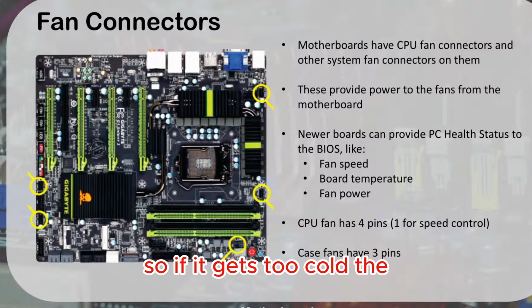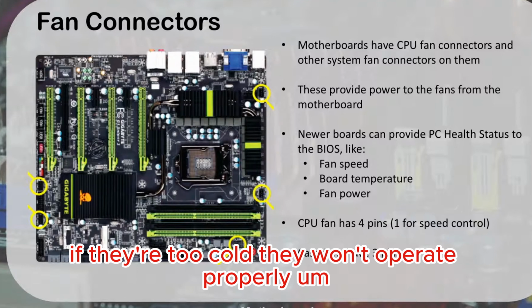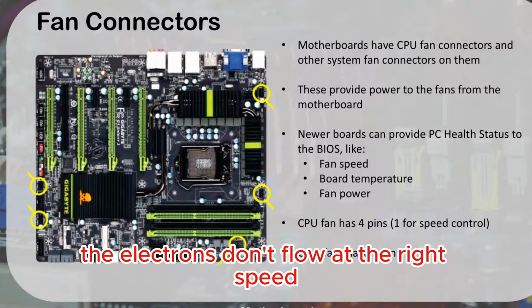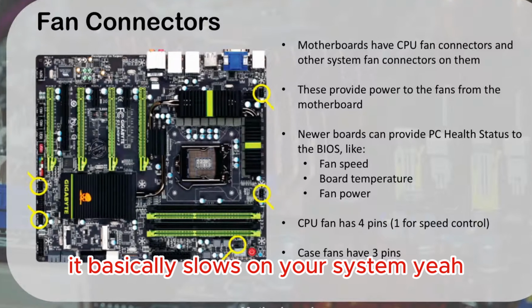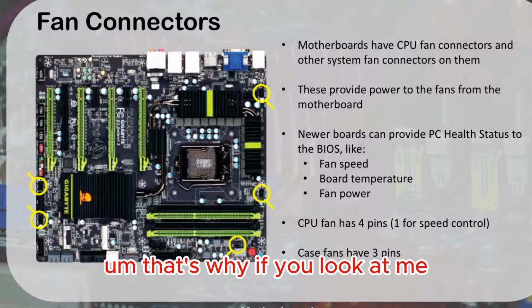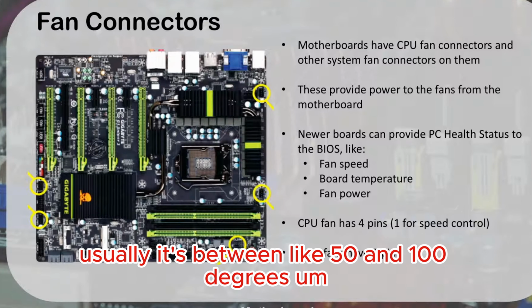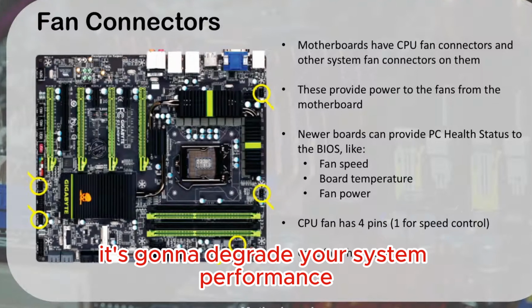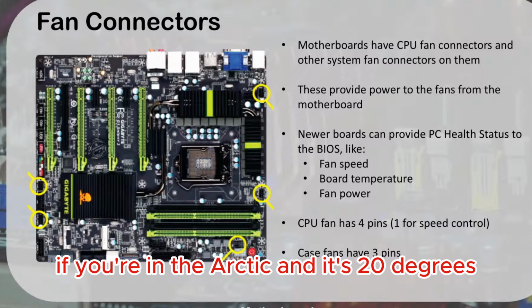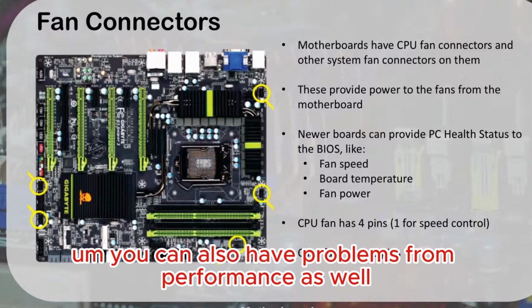If it gets too cold, they're designed to be at certain operating temperatures. If they're too cold, they won't operate properly. The electrons don't flow at the right speed, and that could slow down the processor, so it basically slows down your system. If you buy a new computer, it'll say, operate this between this temperature and this temperature, right? Usually it's between like 50 and 100 degrees. So if you're in the desert, it's 140 degrees, it's going to degrade your system performance because it could overheat. If you're in the Arctic and it's 20 degrees and you're outside in the snow, you can also have problems with performance as well.